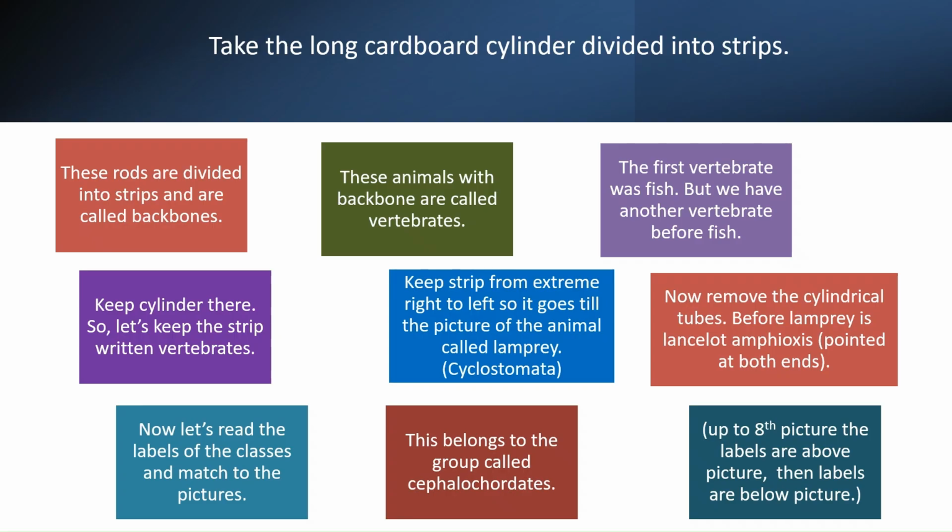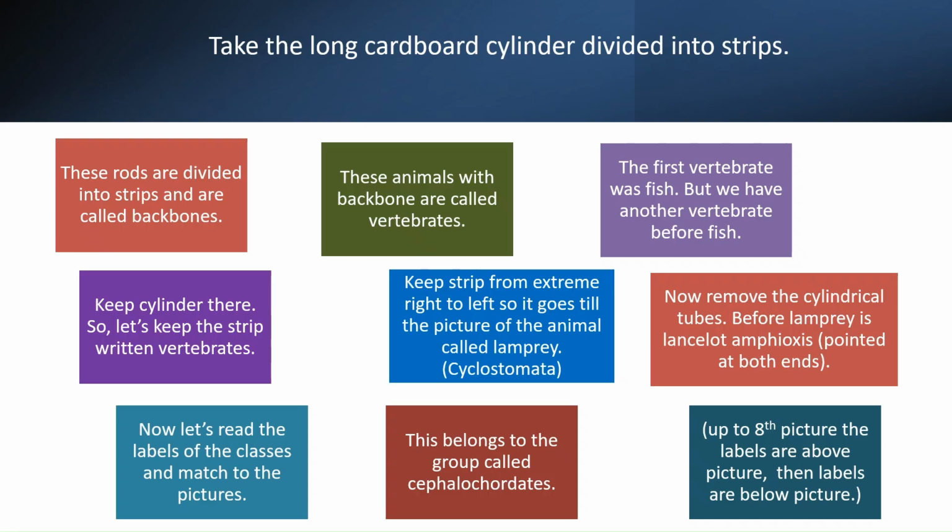Take the long cardboard cylinder, divide it into strips. These rods are divided into strips and are called backbones. These animals with backbone are called vertebrates. The first vertebrate was fish, but we have another vertebrate before fish. Here we need to keep the cylinder, so let's keep the strip vertebrates. Keep the strip from extreme right to left so it goes till the picture of the animal called lamprey, that is cyclostomata. Now remove the cylindrical tubes.